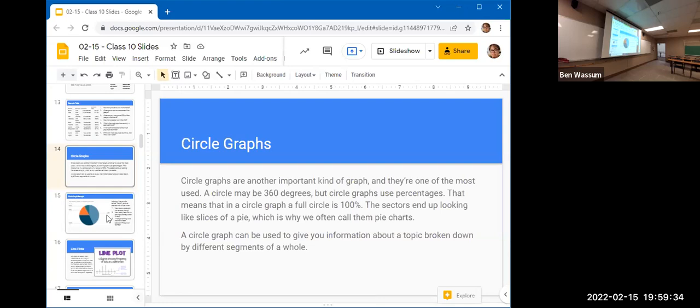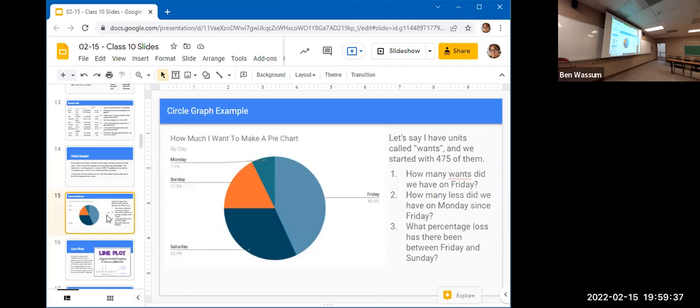And here on our next slide, we have a circle graph of how much I want to make a pie chart by day. Notice I have the subtitle by day. It's starting up over here in the upper right, and I've noticed it's kind of moving in a clockwise way. So on Friday, I wanted to make a pie chart, 43%. I was not happy about it, but okay with it. Saturday, 32%. My interest is waning. Sunday is 17.5. And Monday, oh no, I did not want to. I did not want to.